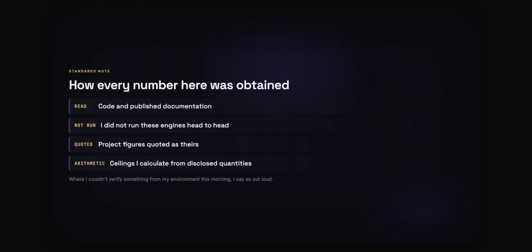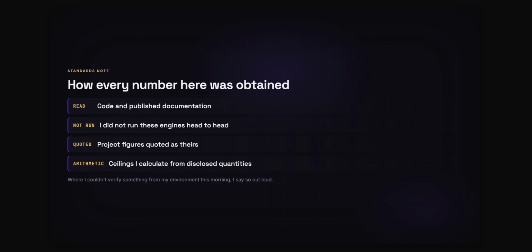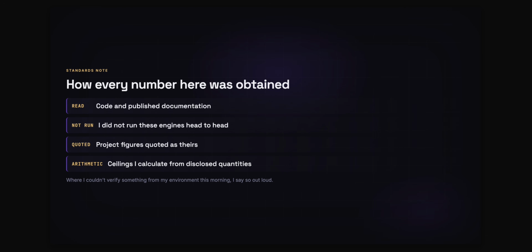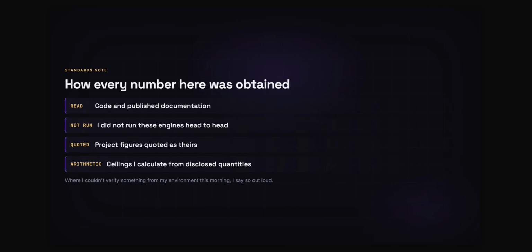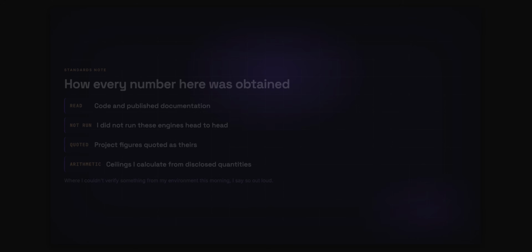I read code and publish documentation. I did not run these engines head-to-head. Every performance figure in this video is either a project's own published number, quoted as theirs, or a physical ceiling I calculate on air from disclosed quantities, labeled as arithmetic, where I couldn't verify something from my environment this morning. I'll say so out loud.